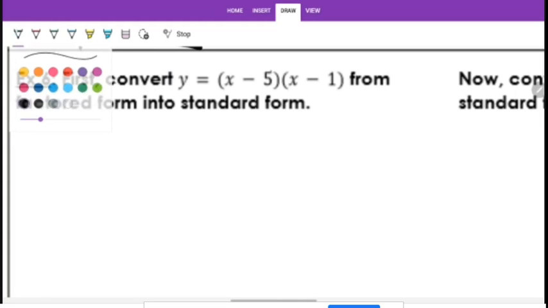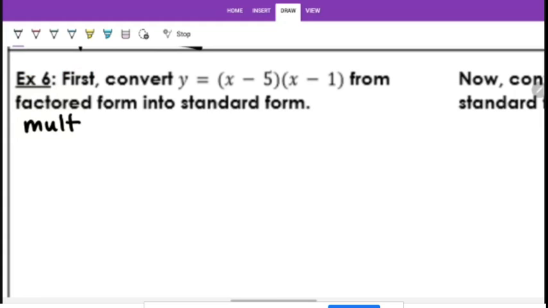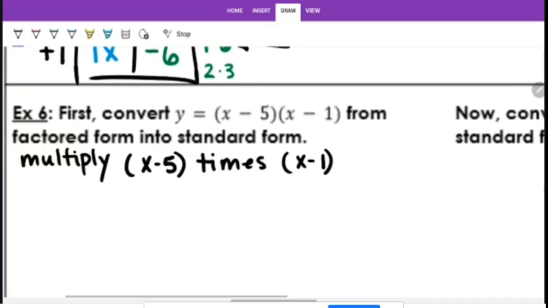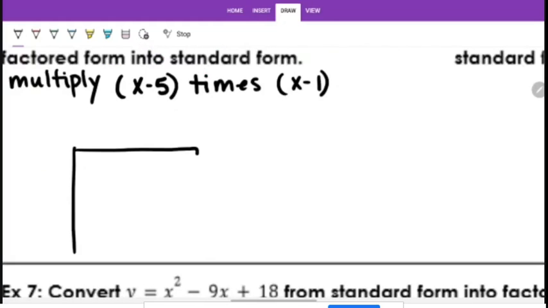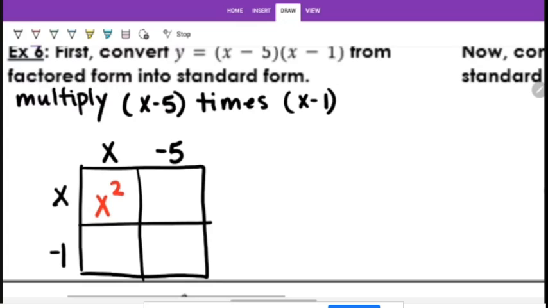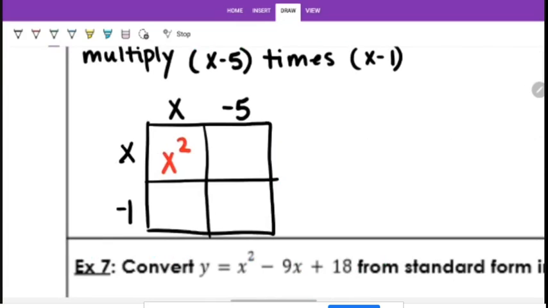So we're going to multiply x minus 5 times x minus 1. And I'm going to do that using a generic rectangle with my x minus 5 across the top and x minus 1 down the side. So inside the top left box, we end up with x squared. In the top right box, we get -5x. In the bottom left box, we get -1x.